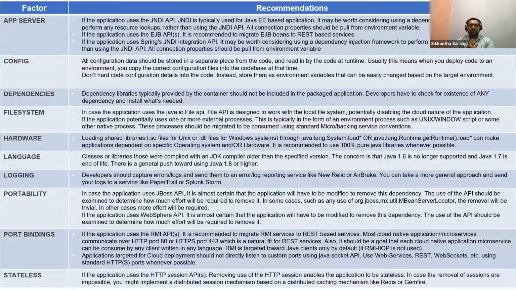And portability, port bindings, and statelessness, these are the three factors that you need to consider if your application has some hard coded port written into it, or if it is using some kind of native APIs to connect to, because that is not a good practice when we are talking about a self-healing or auto-scaling architecture, right? And statelessness I have already discussed, and I am going to explain it more.